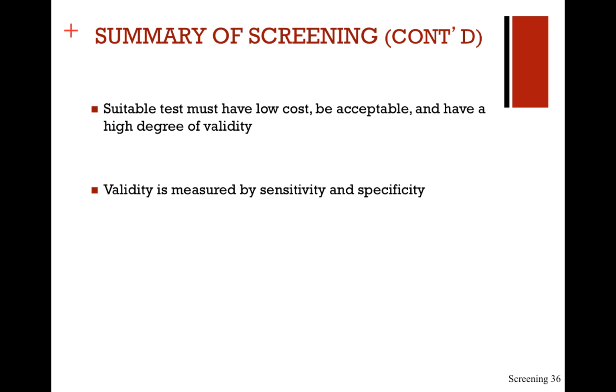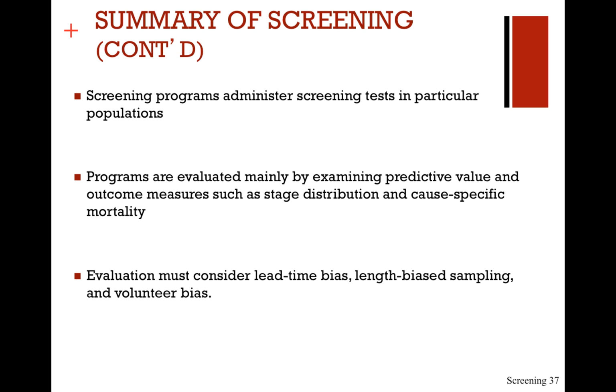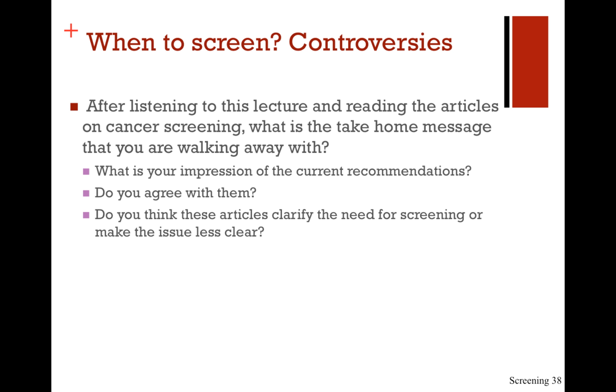A suitable test has to have relatively low cost, has to be acceptable, and it has to have a high degree of validity, which is measured by sensitivity and specificity. And screening programs have to administer those tests to high-risk populations. And we evaluate whether a program is effective and efficient by looking at the predictive value, both positive and negative, and outcome measures such as stage distribution, cause-specific mortality, and now total overall mortality. And when we're evaluating these screening programs, we have to consider things like bias, whether it be lead time bias, length bias sampling, or volunteer bias.